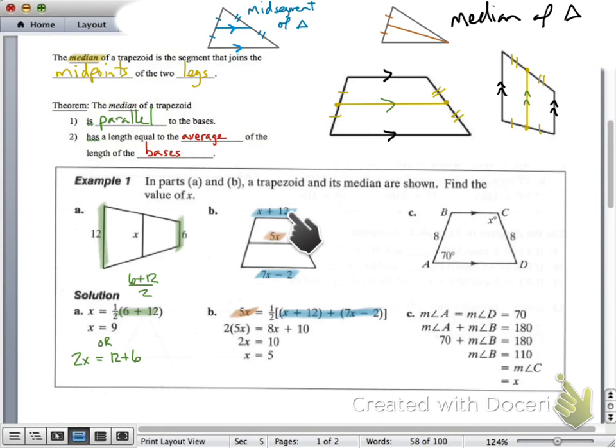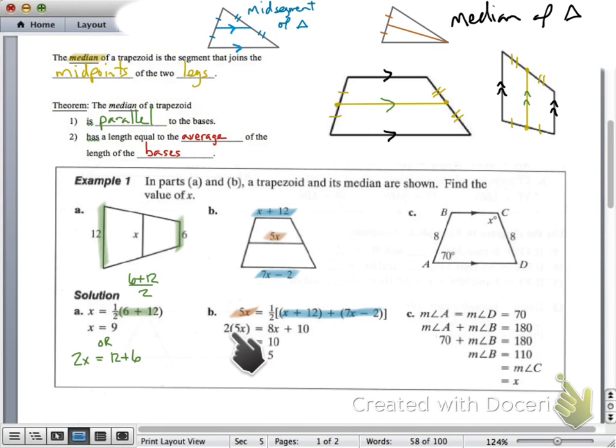Let's look at this other example for just a second. They said here the two bases, x plus 12 and 7x minus 2, 1/2, which would be the same thing as adding them up and dividing by 2, is equal to the median, 5x. And then look at what they went and did. They multiplied by 2.